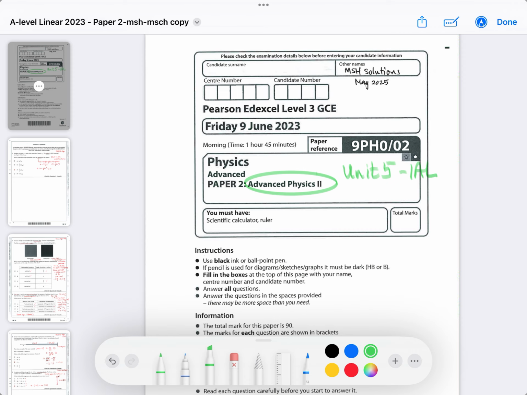Today's run through goes through simple harmonic motion. So simple harmonic motion, or the topic is oscillations, is identical in both the syllabuses. So the international and the linear exams cover the same content, 99%. Okay, so let's go straight into it.